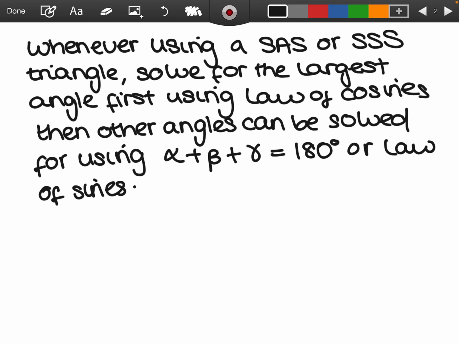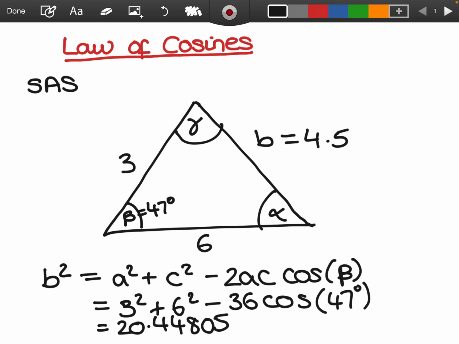So whenever you have a side-angle-side or a side-side-side triangle, what I want you to do is just go ahead, use the law of cosines to find the largest angle, and then once we have the largest angle, there's only one angle remaining, so we can just subtract the other two from 180, and we have our answer. If we still need two angles, I can then go ahead, like we did in our last example in the last video, and use the law of sines to solve for another angle, and then subtract the two angles from 180 degrees.